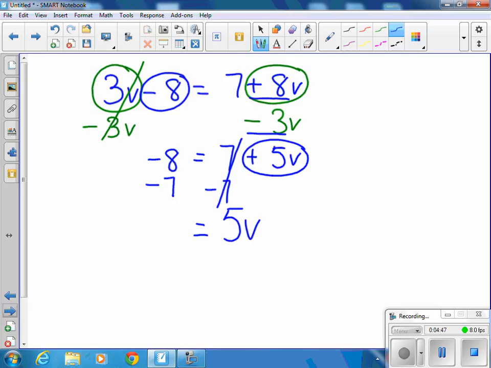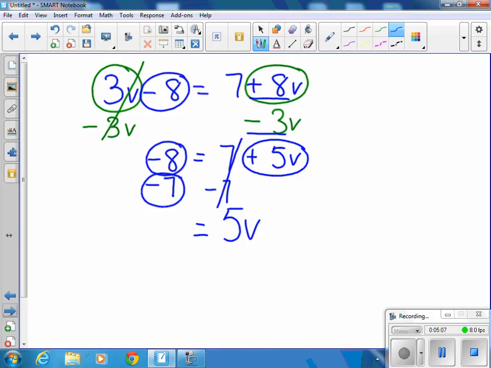Now on the left-hand side, this is where the tricky part comes. Don't forget about combining integers. Let's circle them. I have a negative 8, and I have a negative 7. Remember, circling your integers or your terms is going to help you remember what you're doing with your signs and hopefully get your sign correct.